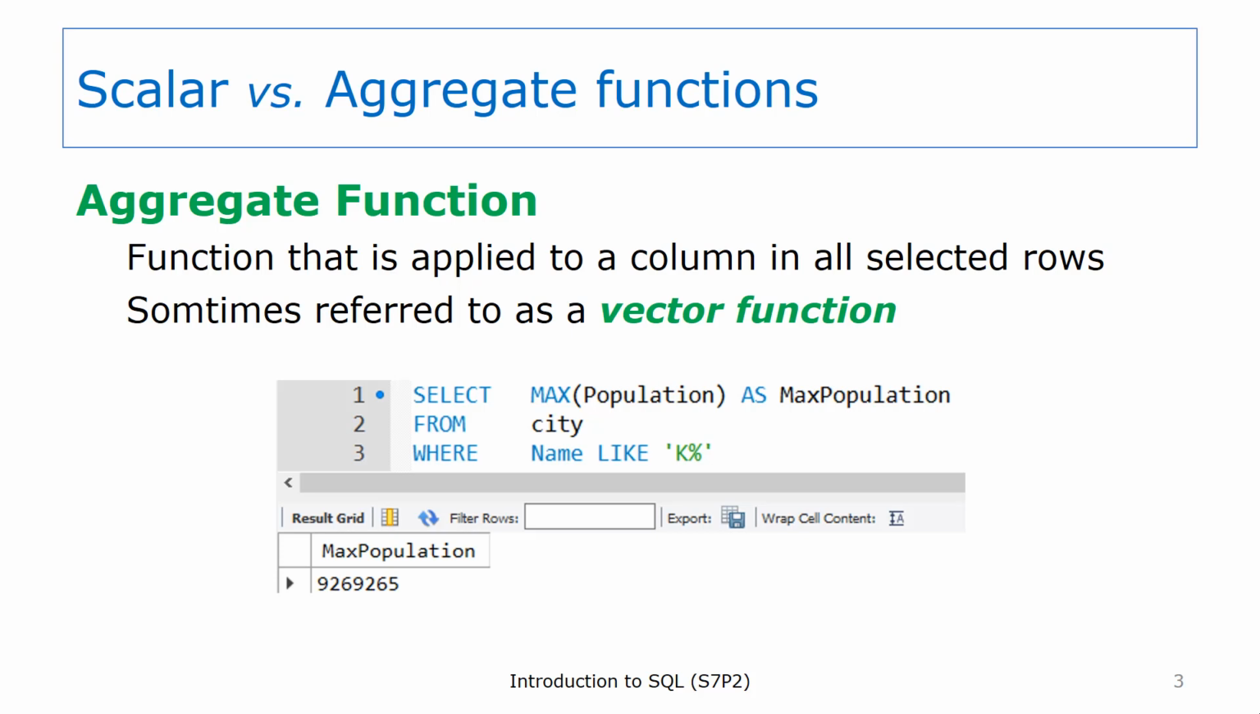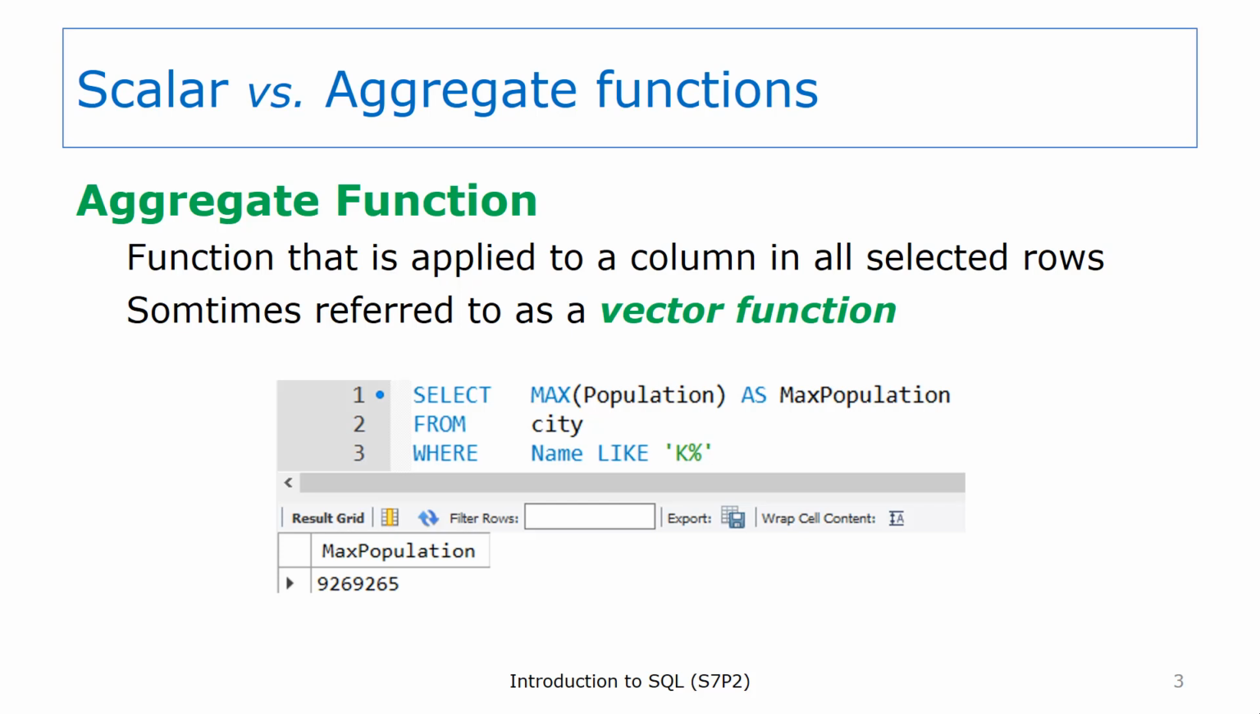On this slide, you see the max function. That function takes one argument, which is the name of the column that you want the function to work with. In this example, we are finding the maximum or largest population of the cities that begin with the letter K.